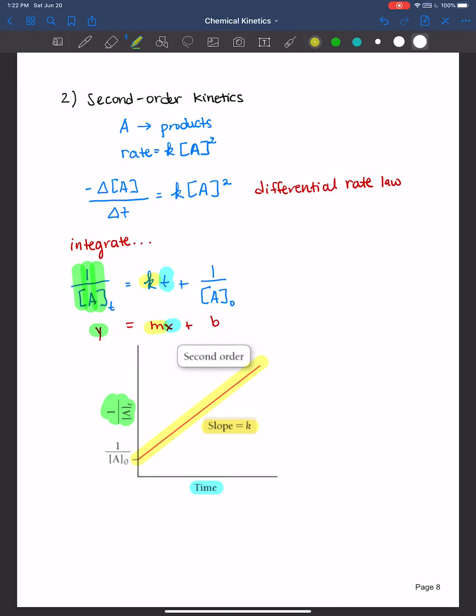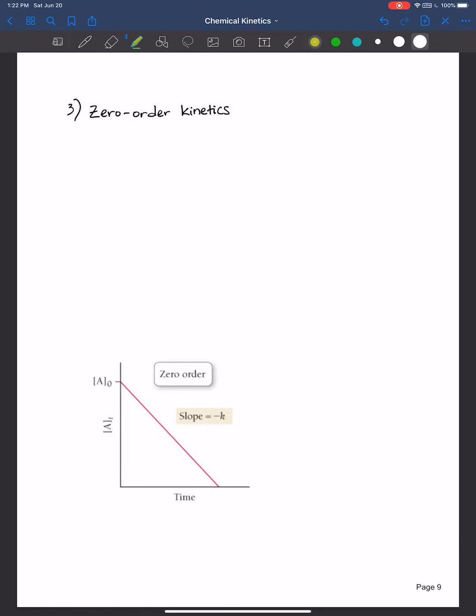And then finally, zero order kinetics. We see here that we're assuming A goes to products, but the rate law for zero order kinetics looks like this. Rate is equal to k times the concentration of A to the 0 power. Now anything to the 0 power is equal to what? Good, it's equal to 1, right? So effectively, the rate law for zero order kinetics is just equal to k.